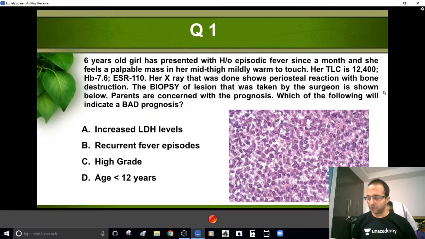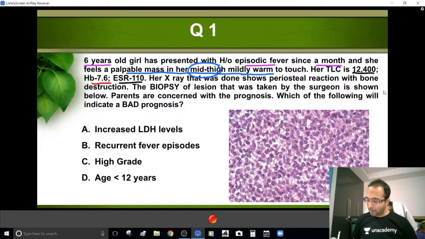A 6 years old girl presented to you with history of episodic fever, and this has been coming almost since a month. So 6 years is the age. You have history of fever that's been coming since a month. Now she can also feel a palpable mass in her mid thigh, mildly warm also. Okay. Her TLC is mildly raised. ESR is quite raised, and the patient seems to have anemia as well.